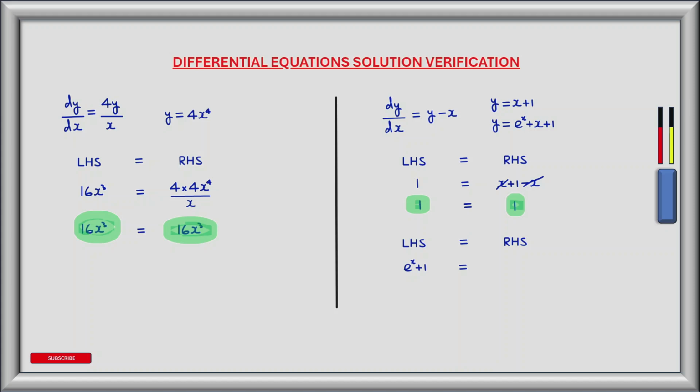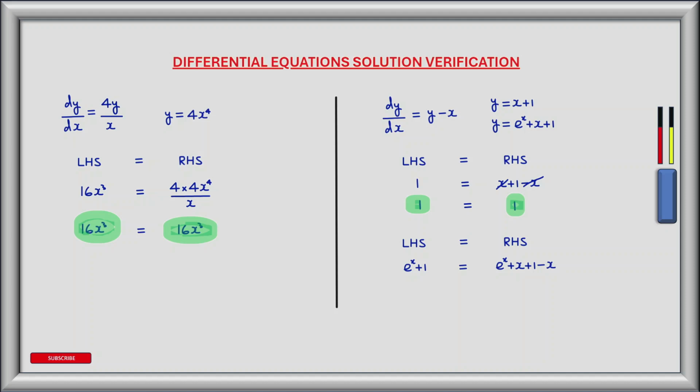If we take our solution of y equals e to the x plus 1 and take the derivative of y with respect to x, we get e to the power of x plus 1. So looking at the right-hand side of the differential equation, we have y minus x. Our solution expresses y in terms of x, so our solution being y equals e to the x plus 1.